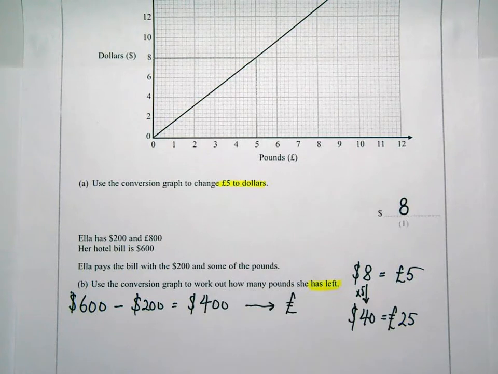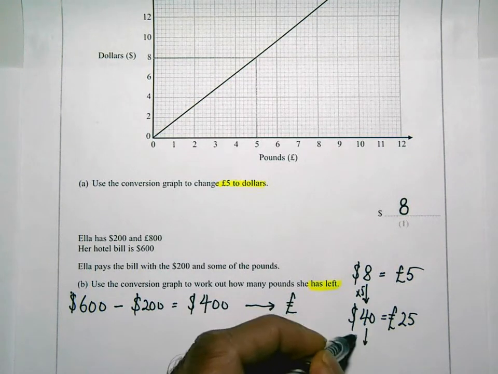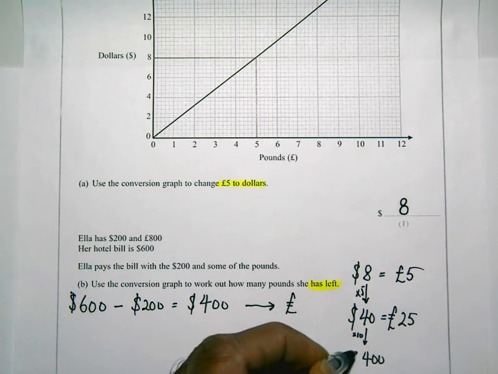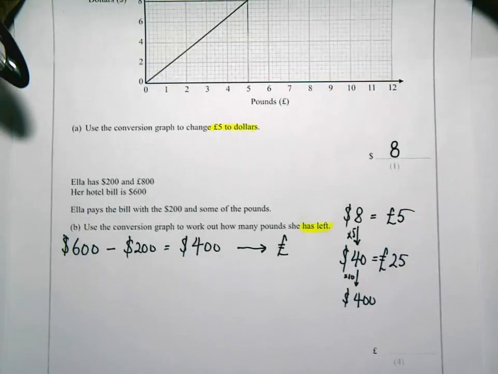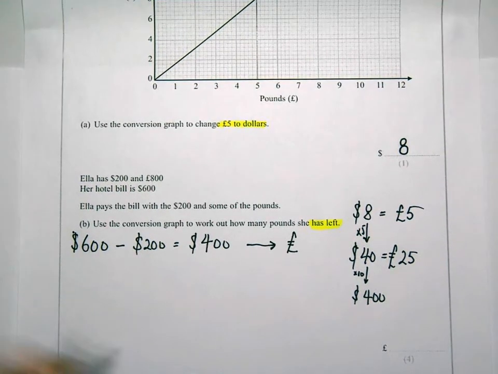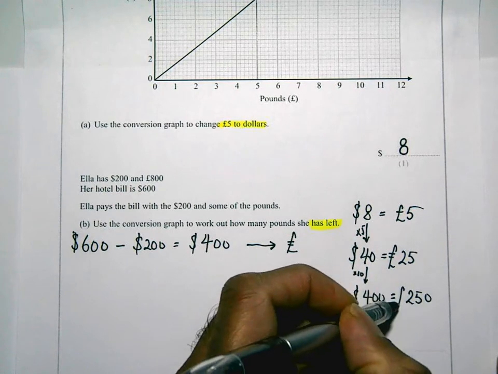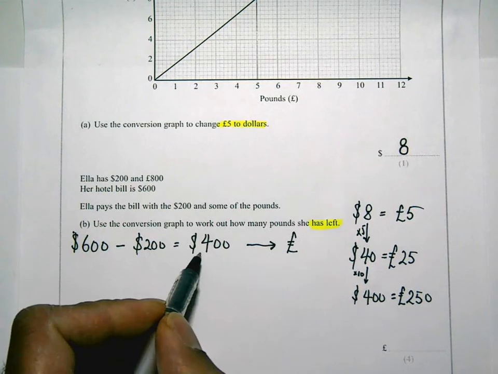But how can that help me change $400 into pounds? Well, if I times 40 by 10, that's $400. I'll move it up a bit. So $400 is going to be £250. So that gives me my conversion straight away here. $400 is £250.